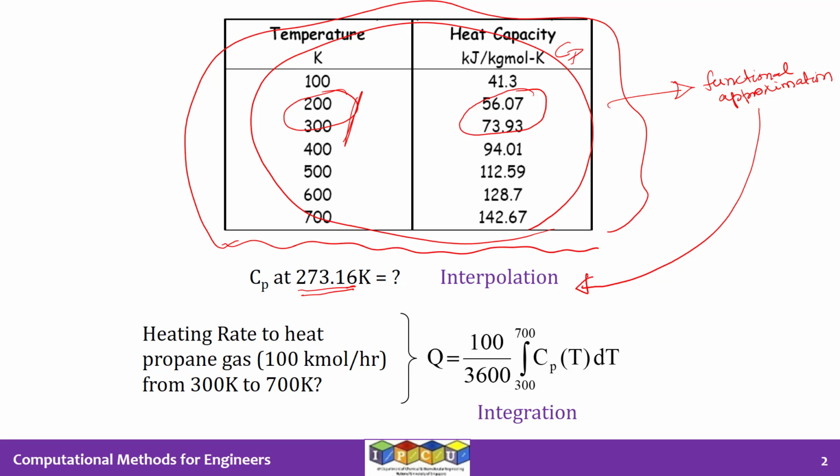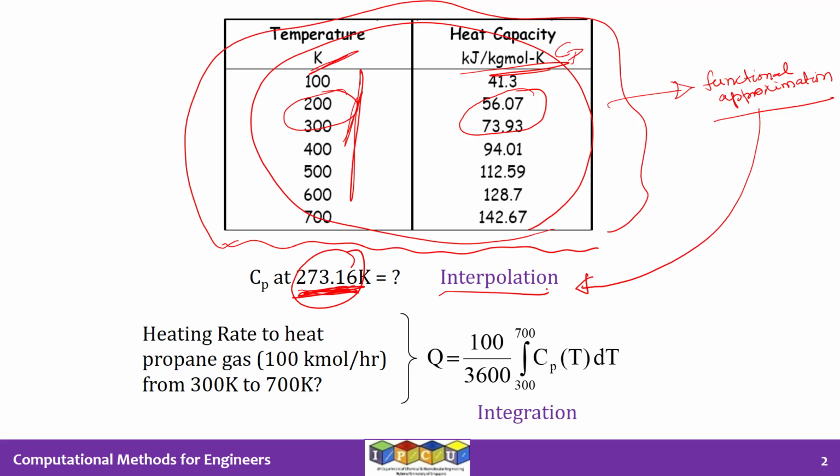That means you want to find out the values of the output variable at some intermediate value of the input variable. Here the input variable is temperature and the output variable is Cp. So you can find out the value of Cp at 273.16 Kelvin using a functional approximation, even though this temperature is not represented in the table, but this value of temperature is within the range of your experimental data. Therefore, we call it interpolation.